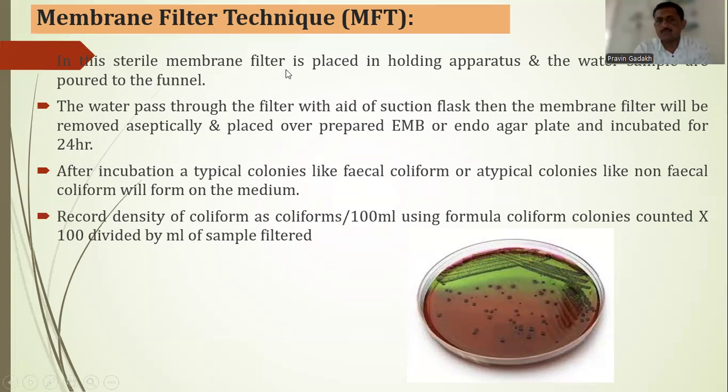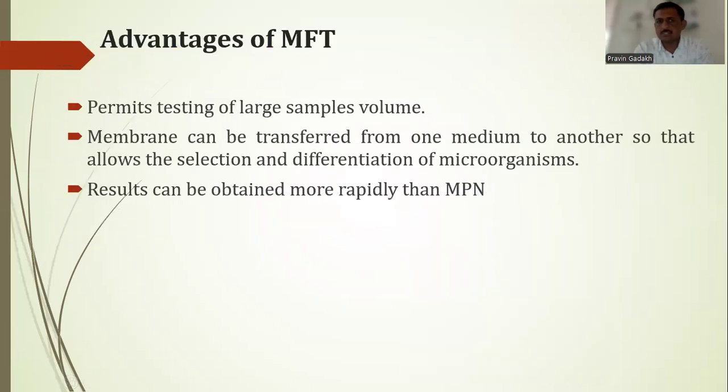The sterile membrane filter is placed in the holding apparatus, which we have already discussed. For this, we have used an EMB agar plate. Normally, the characteristic growth pattern of fecal coliforms, which we have already discussed, is the metallic sheen type, with small black-centered colonies that can be observed here. So this is the basic mechanism behind the membrane filter technique.